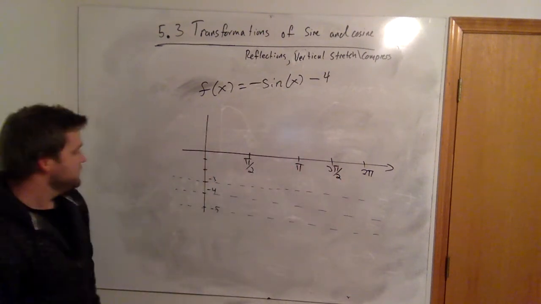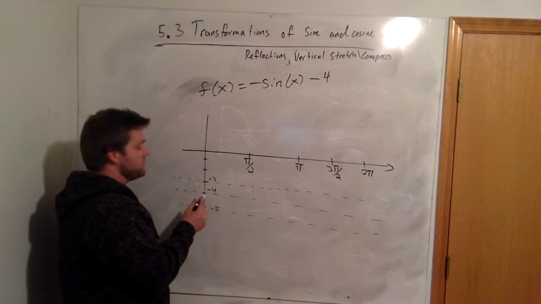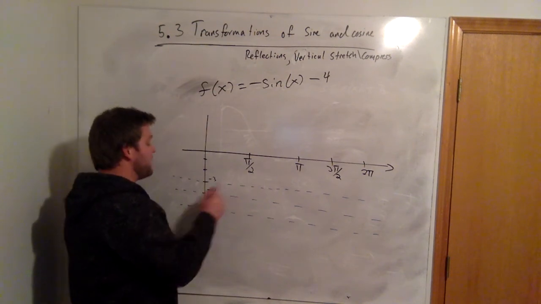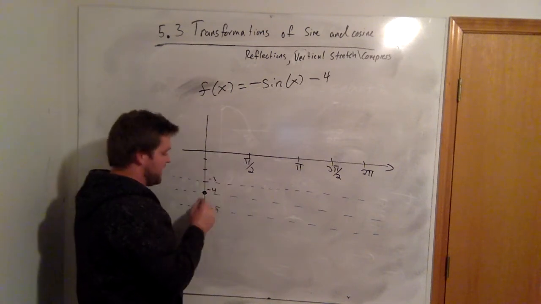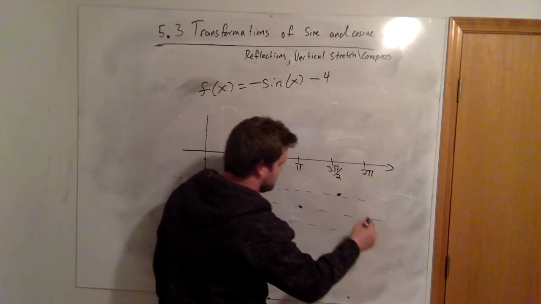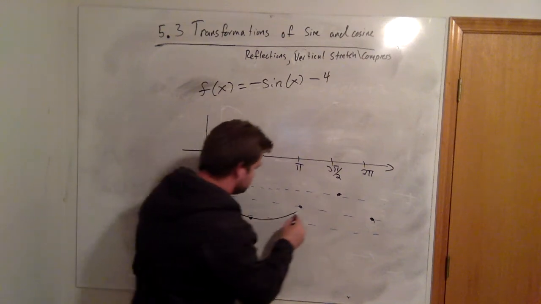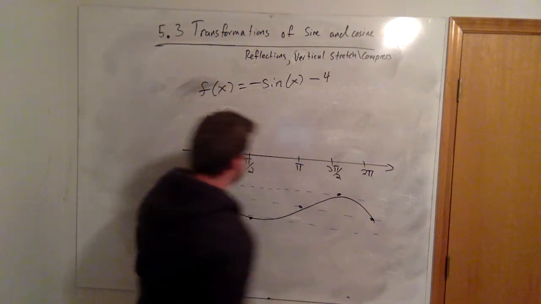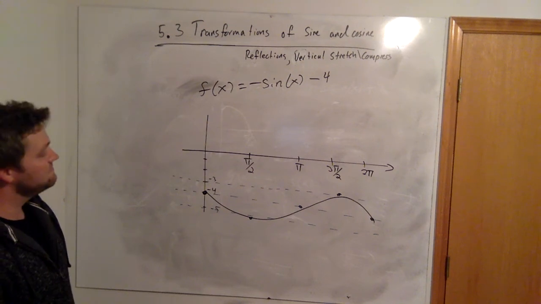Okay, so let's think here. Sine starts at equilibrium. Now normally sine would then go up after, but since I'm multiplying it by a negative, it's going to go down. And here we have it. Here's the graph of negative sine of x minus 4.